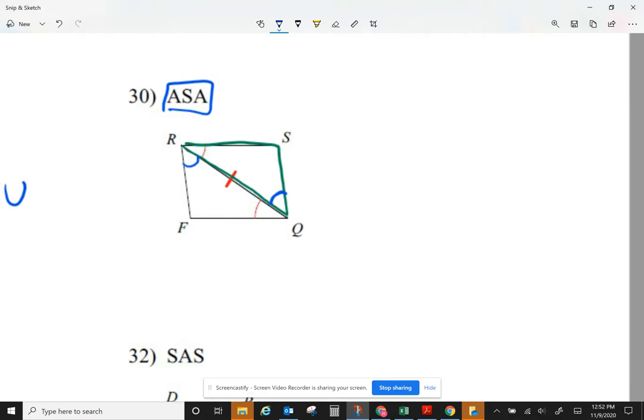So for the green triangle, I'm going to use all three letters because I'm talking about an angle, but make sure Q is in the center. So I'm going to go SQR, all capital letters. For the other triangle, I'm going to use all three letters. When I'm talking about an angle, all three letters, make sure R is in the center. QRF.